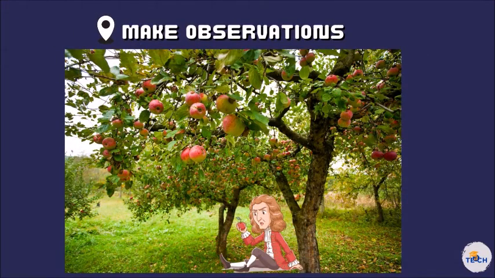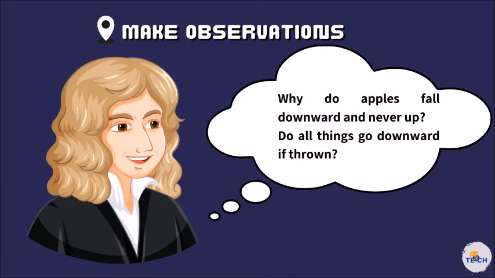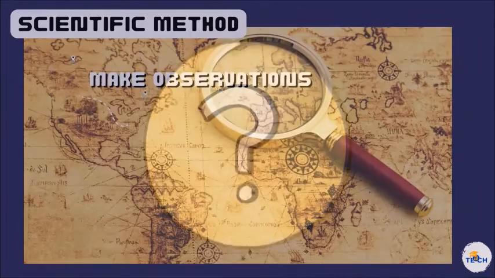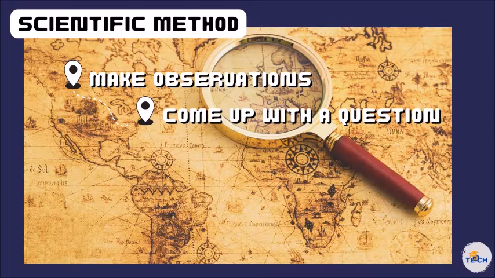This is what happens with Sir Isaac Newton. He was sitting underneath an apple tree when an apple hit his head. Now after a couple of observations, he thought, why do apples fall downward? And same with other objects. That is when he formulated a thought, that there must be a force that pulls things downward, and that's what we call nowadays gravity. Now, first Sir Isaac Newton made an observation, after which what did he do? Yes, he asked a question.